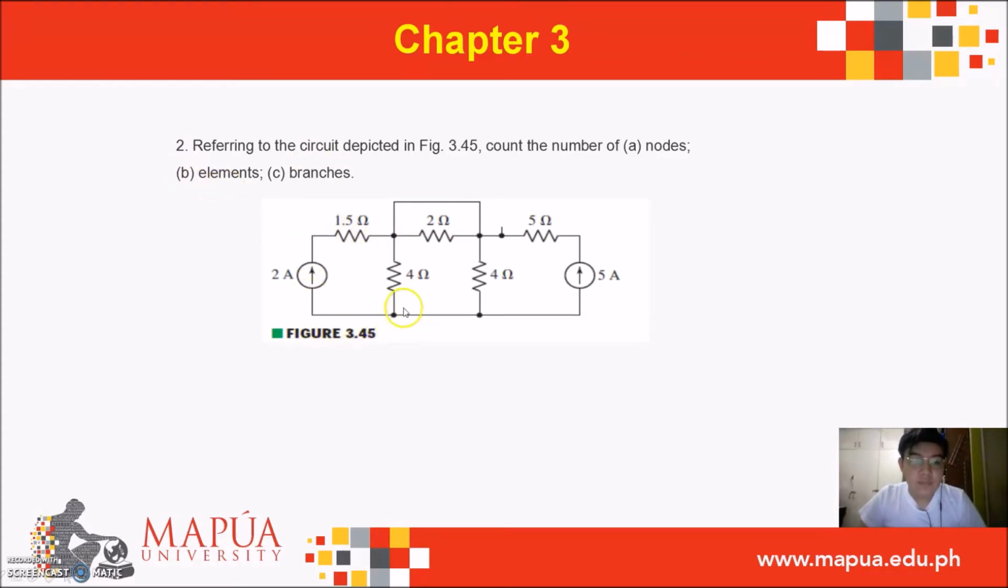1, 2, 3, 4, 5, and 6. We omit the 2 ohm resistor as it is not associated with 2 distinct nodes. So this is the answer.